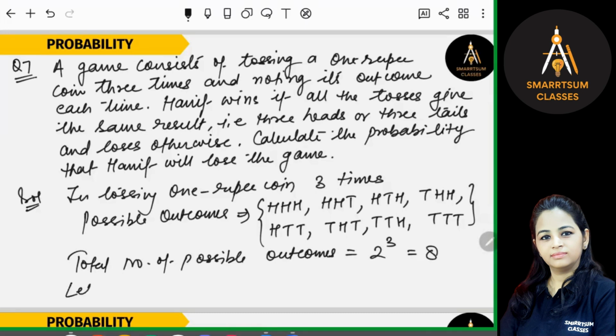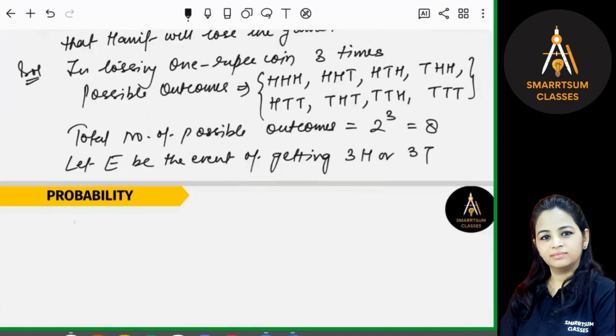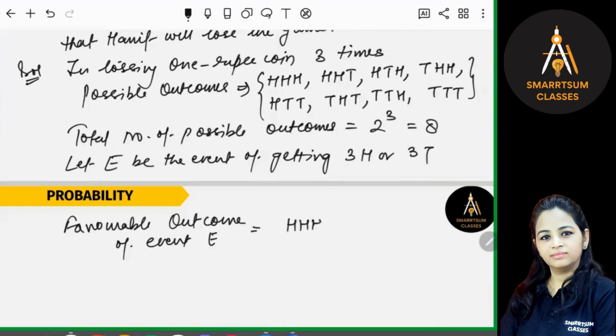Now, what is the event here? Let E be the event of getting three heads or three tails. Then what will be the favorable outcomes for this? The favorable outcomes for event E to happen are HHH and TTT. That means you are getting the same result all three times. So the number of favorable outcomes is two only. We have only two outcomes which are favorable to this event.